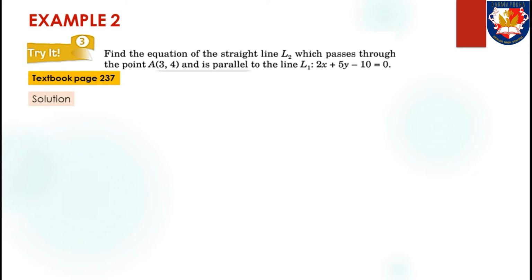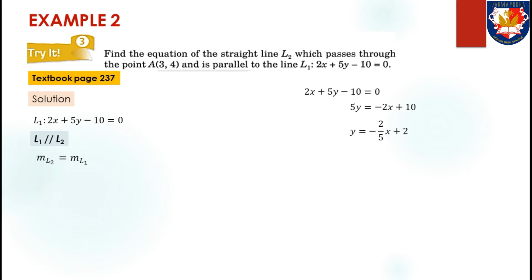Solution. Based on the question, we have the first line 2x plus 5y minus 10 equals 0, and also based on the question, L1 is parallel to L2, therefore the gradient of L2 equals the gradient of L1. By a slight modification we have that y equals -2 over 5 x plus 2. Using the equation of a line in the form y equals mx plus c, we know that the gradient of L1 equals -2 over 5.